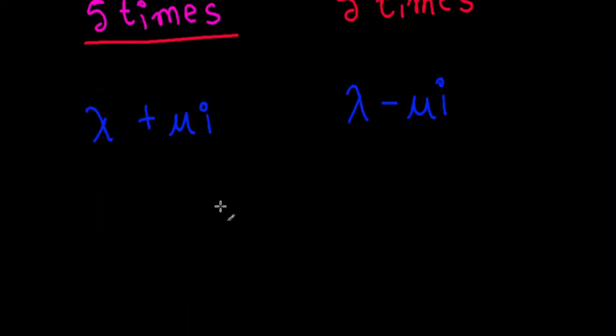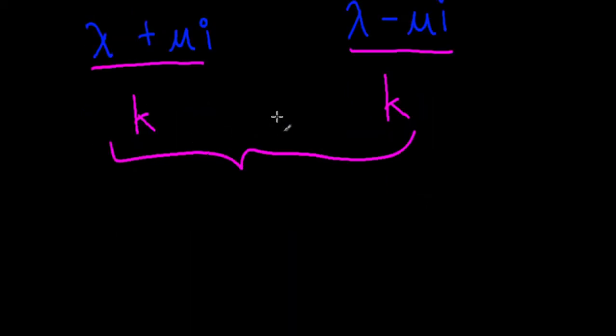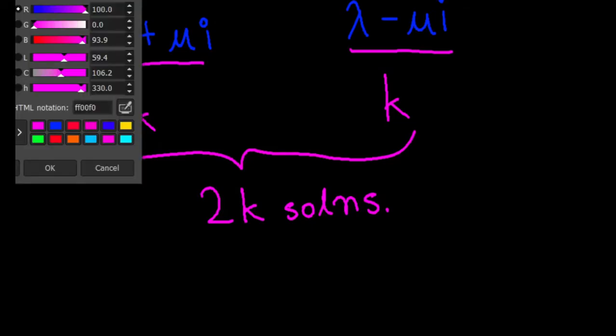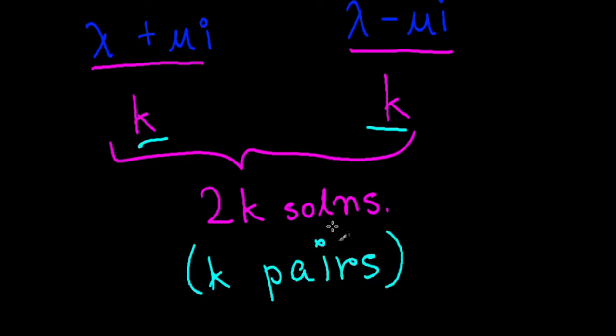Anyways, suppose lambda plus mu i is repeated k times. Then lambda minus mu i has to also be repeated k times. And altogether, this is one thing we really need to be careful about: we have 2k roots, or k pairs. K of this, k of that, so you have k pairs. But the important thing, more than the k pairs, is actually that we have 2k roots.